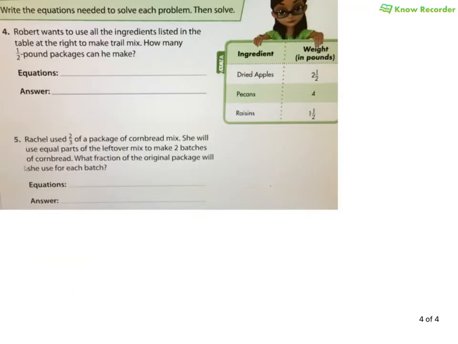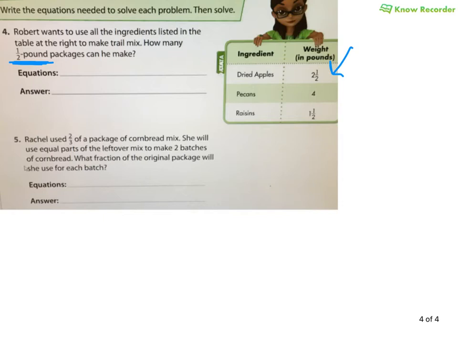All right, finally, we have 2 problems where they want us to write equations and find the answers. So Robert wants to use all the ingredients listed on this table right over here. How many half-pound packages can he make? So, what do I know? I know that this table is what I have, and I'm going to share it or break it apart into half pounds. The first thing I need to do is figure out how much of each ingredient I have.